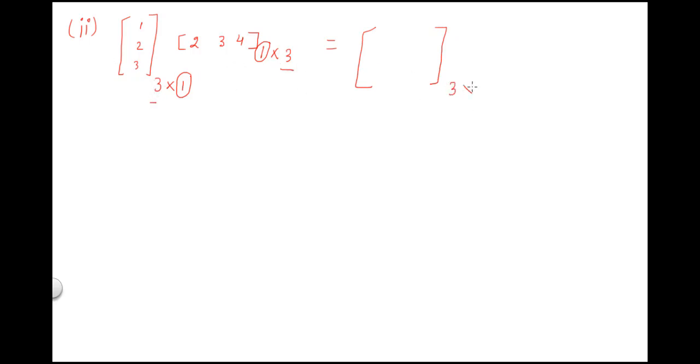So we will actually have at the end 9 elements starting from A11, A12, A13, A21, A22, A23 and A31, A32 and A33. So these will be the 9 elements that we have. Clear? So for first element, that is A11, what we have to do? We have to multiply first row with first column.